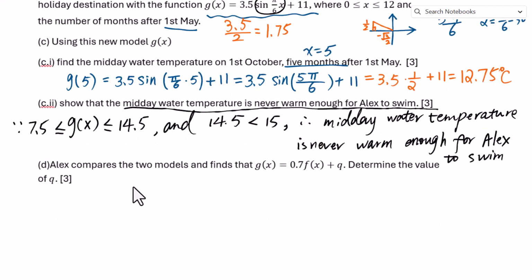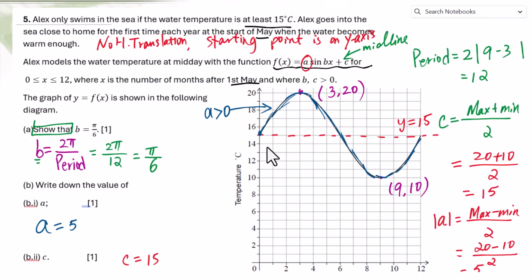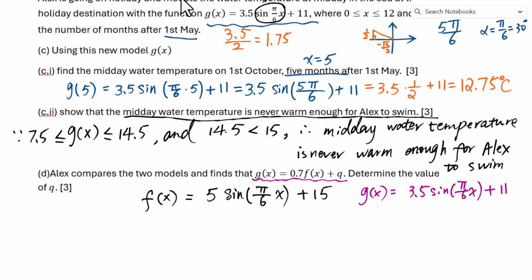Let's go to D. Alex compares the two models and finds that g(x) = 0.7 f(x) + q. Determine the value of q. For f(x) = 5 sin(πx/6) + 15, we will use this to figure out g(x).